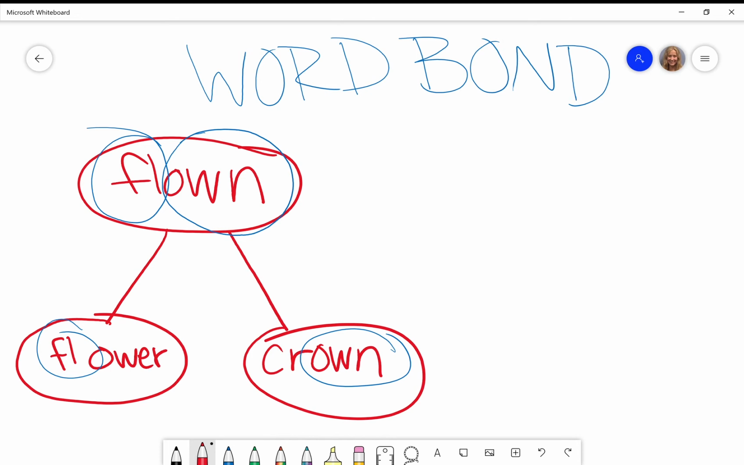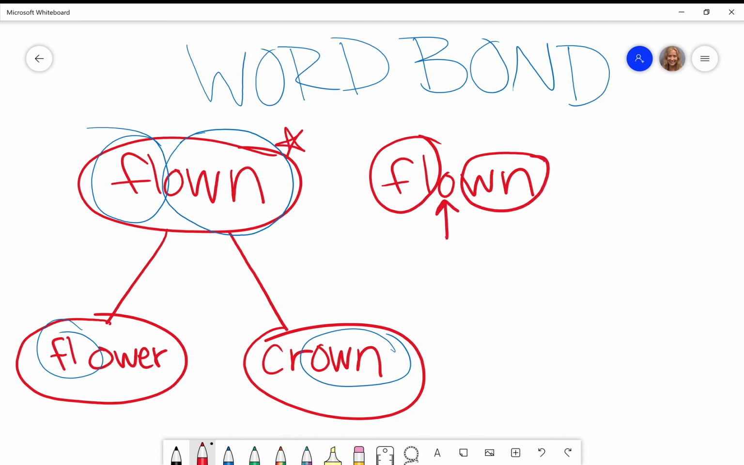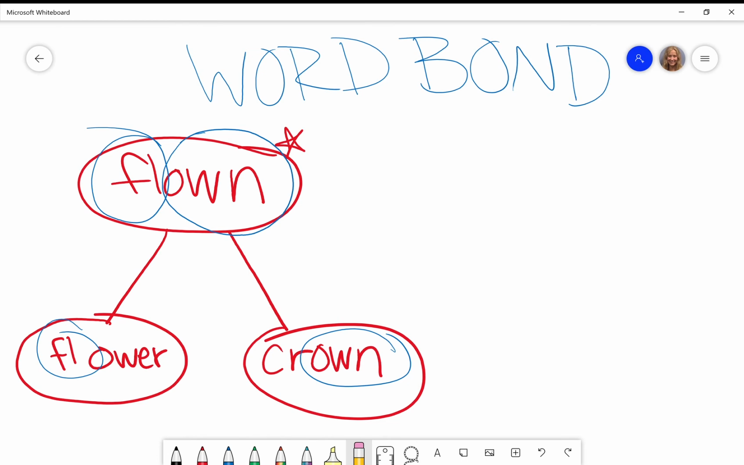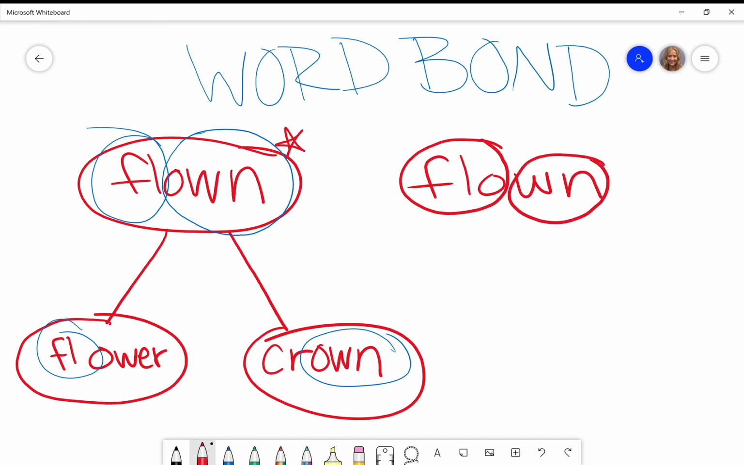Here's something important to remember about this. I have to use all of the letters in my starting word over here. For example, I could not take the word flown and break it up into FL and WN because this poor little O is left out in the cold by itself. So I have to break up my word in a way that makes sure that all of the letters are being used. If you wanted to break it up differently, that would be totally fine. You could break it up into FLO and WN. But you just have to make sure that all of the letters are accounted for.